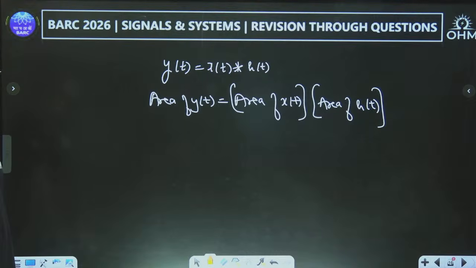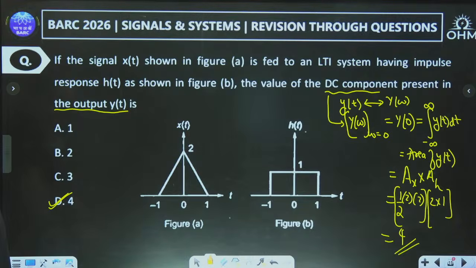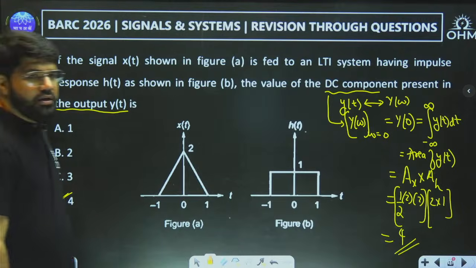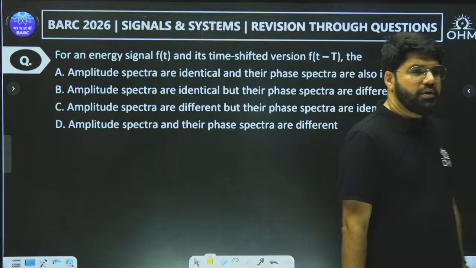Okay, 4. Correct answer, Shanmukh. Okay, correct answer, Sai Vikas, Money. Right, D, 4. Next one.